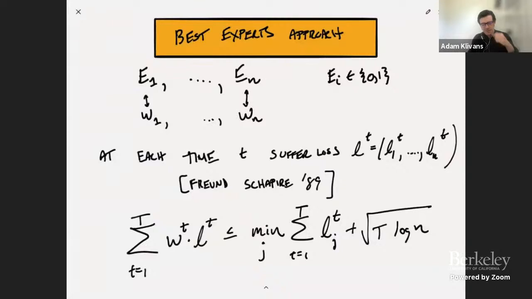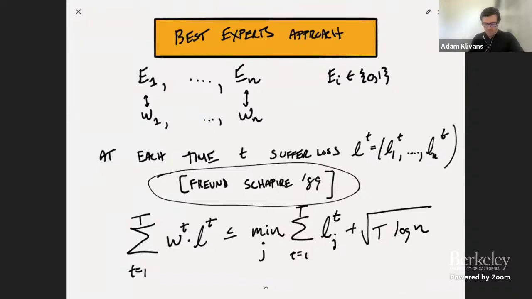Okay, so how does this algorithm work? Well, we use a best experts approach. So we're going to use this very classical and old, very beautiful theorem of Freund and Schapire from '89. In their setting, you have these experts, E1 through En, and it's an online learning problem. So in each round, each expert is trying to predict something. I don't know whether it's going to rain tomorrow or not. So each expert outputs a value 0 or 1. And associated with each expert is a weight, W1 through Wn.